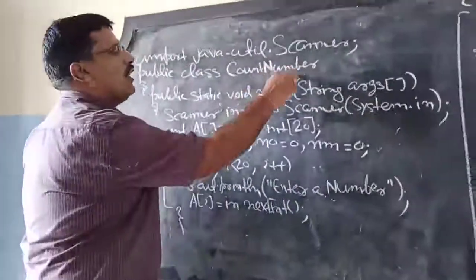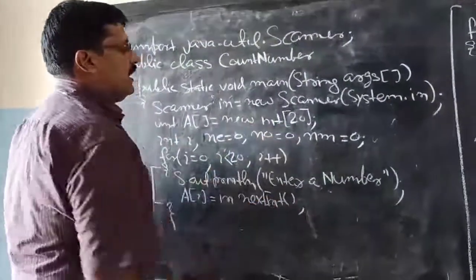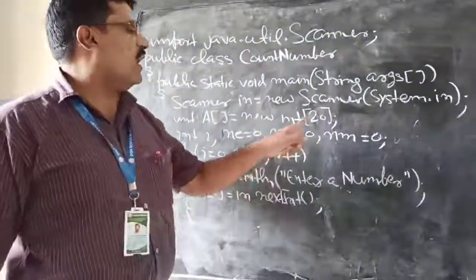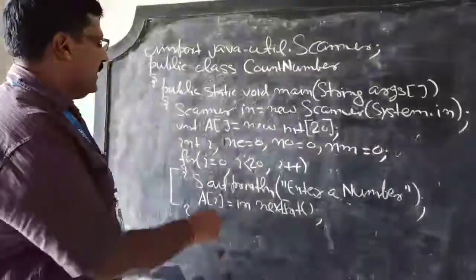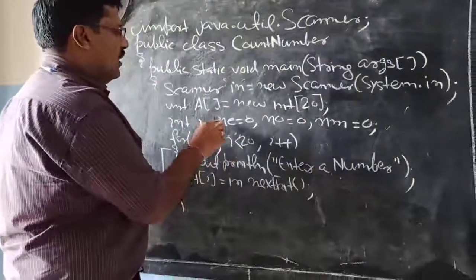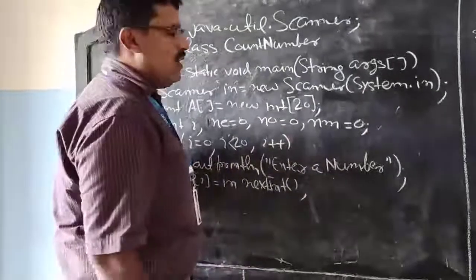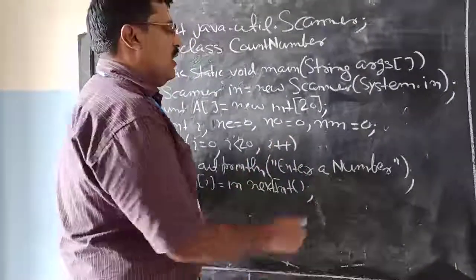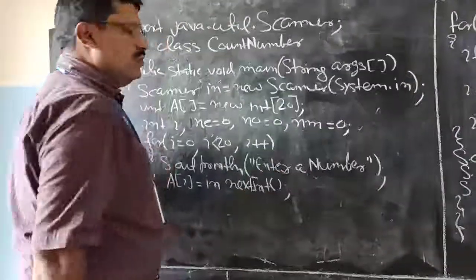Public class CountNumber. int array name A, new int[20]. According to the question, the size of the array is 20. Variables taken: int i, the index variable; ne equal to 0, number of even equal to 0; no equal to 0, number of odd equal to 0; nm equal to 0, number of multiples of 4 equal to 0.